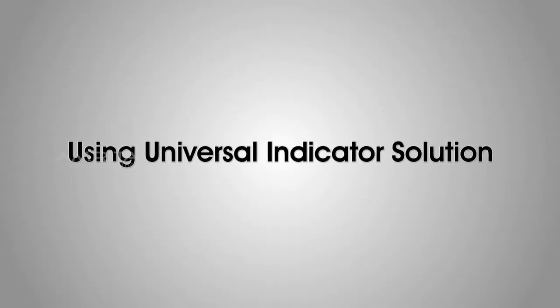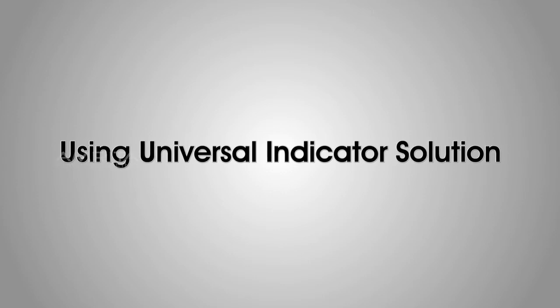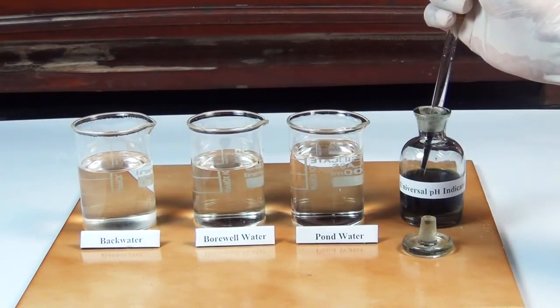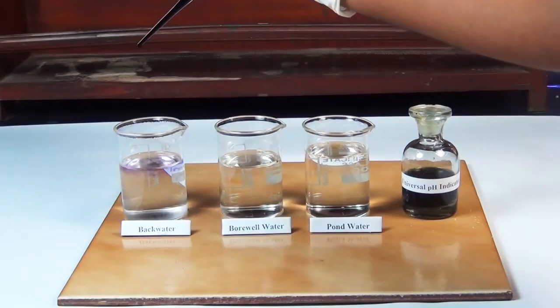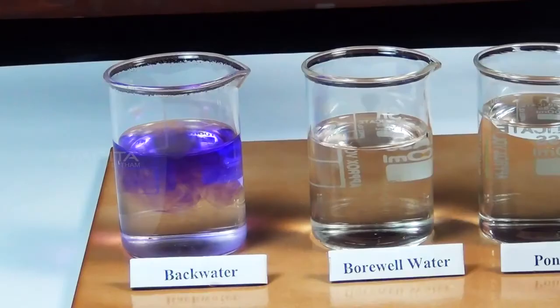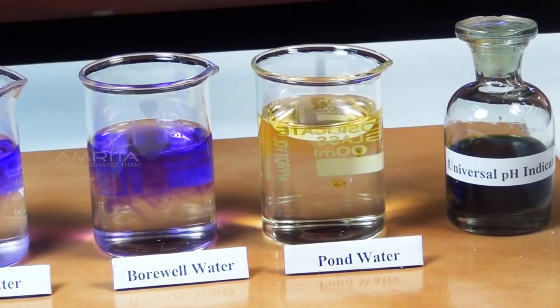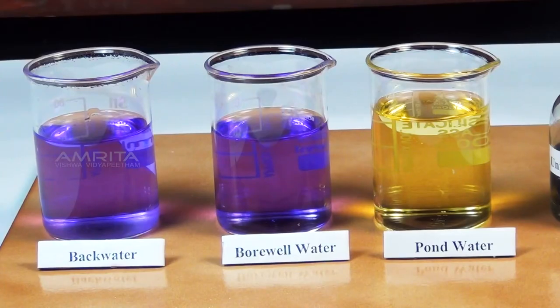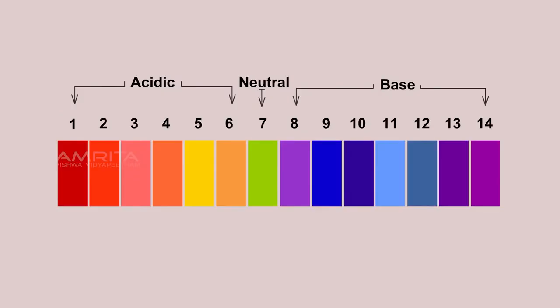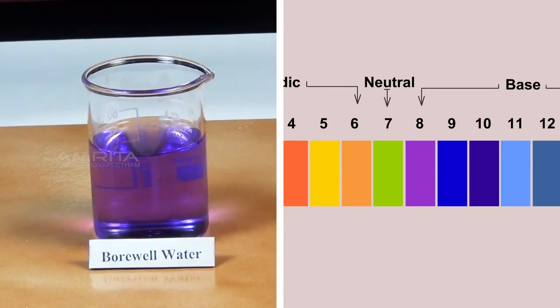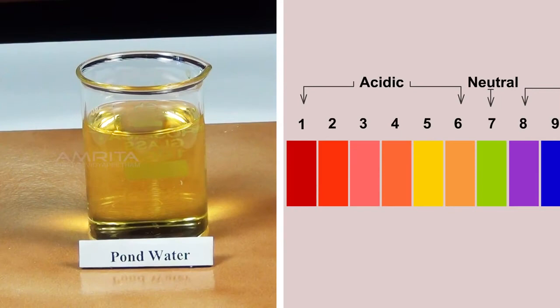Let's check the pH of the water sample using universal indicator solution. Using a dropper, take some universal indicator solution. Put 5 drops of indicator solution into the beaker that contains the water sample. Note the color developed and compare it with the color chart. We can observe that backwater and borewell water has pH 8 and pond water has pH 5.